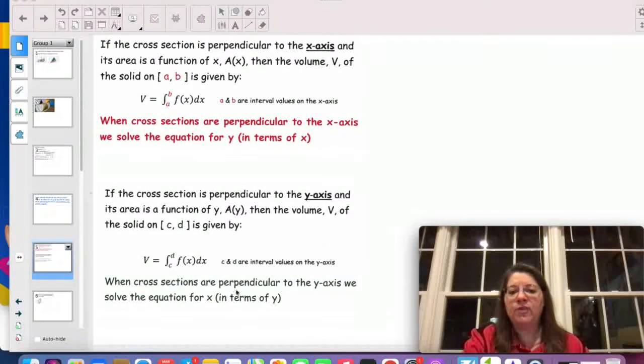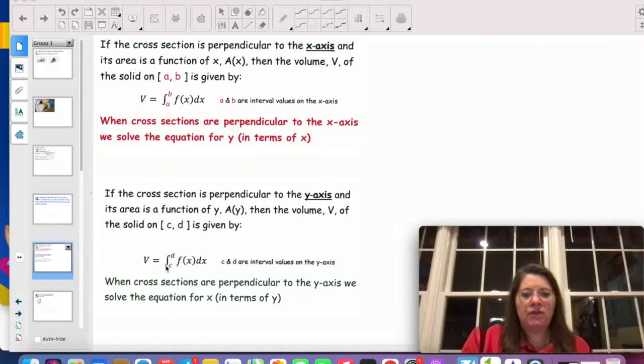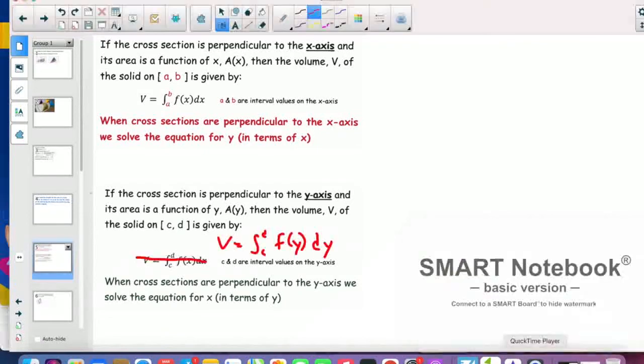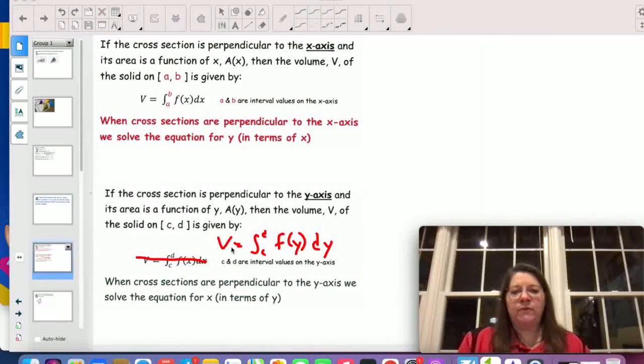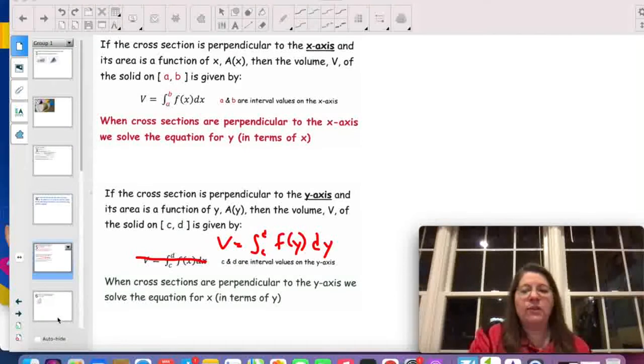And then when the cross sections are perpendicular to the y-axis, we solve the equation for x in terms of y. Now, this will all make more sense as we go through the examples, but you just need to get this in your notes. I do think it would be better to change this formula. Let's change that. So I would put V is equal to the integral from c to d of f of y dy, because if it's perpendicular to the y-axis, then we have to solve this equation for x. All right, so let's do a couple examples.